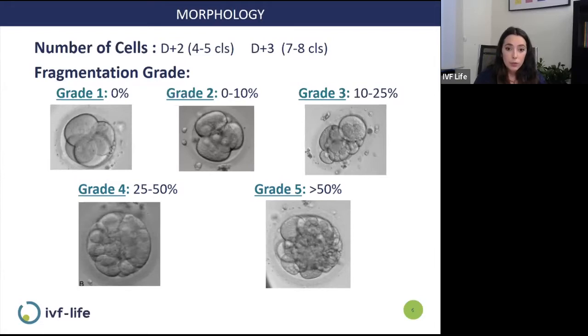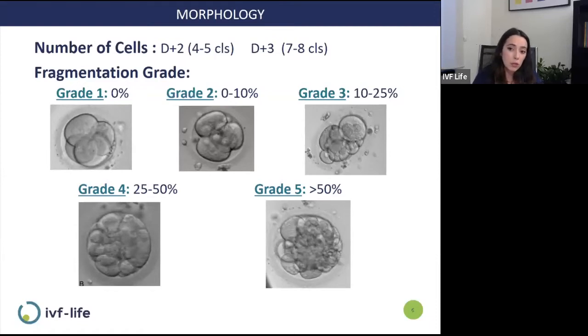So this means that if we have an embryo which is fragmented, or with 2% of fragmentation on day 2, I don't have any chances to become pregnant? No, that's not true at all. We will consider embryos with a grade 1 or 2 of fragmentation as good quality embryos, grade 3 and 4 medium quality embryos, and grade 5 bad quality embryos.